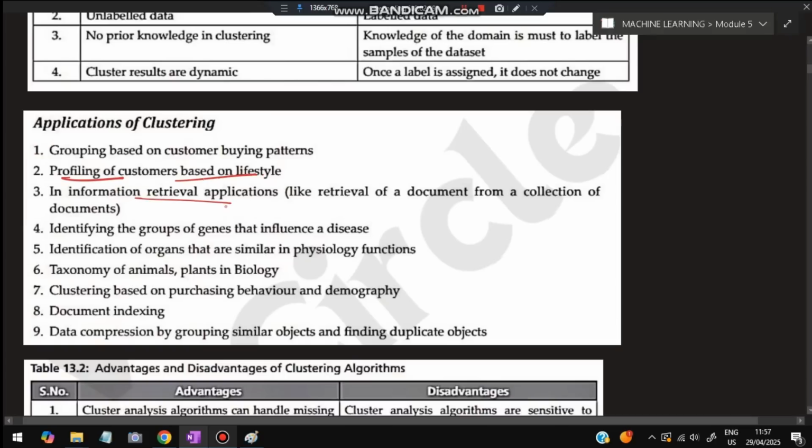In information retrieval applications, identifying the groups of genes that influence a disease. If one disease is there because of such and such genes, that can be identified: if such genes are there, the probability of the disease happening is higher. Identification of organs that are similar in physiological functions. Taxonomy of animals and plants in biology, behavior and demography, document indexing and data compression.